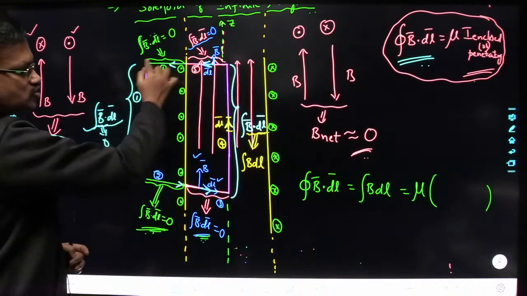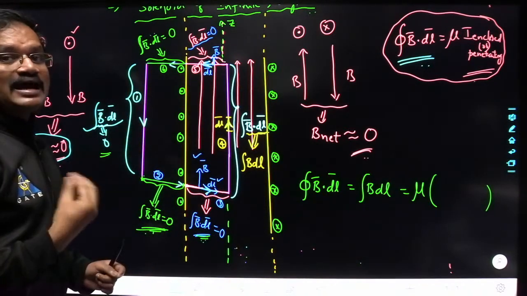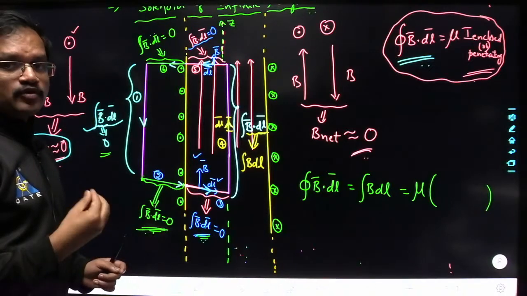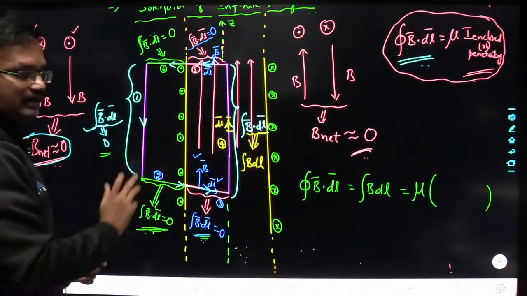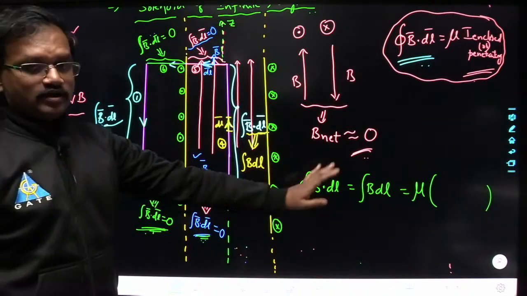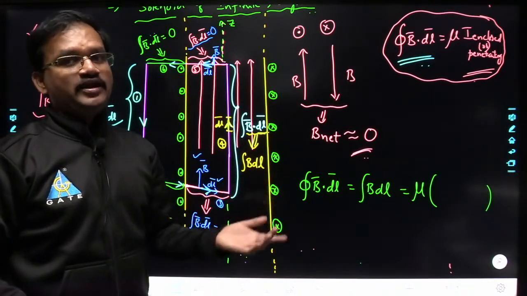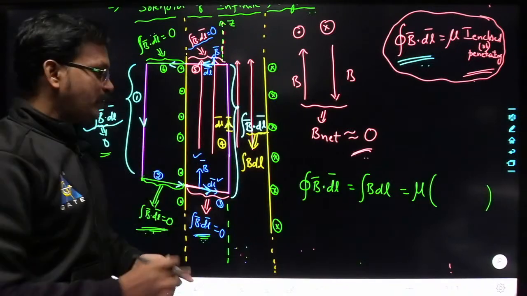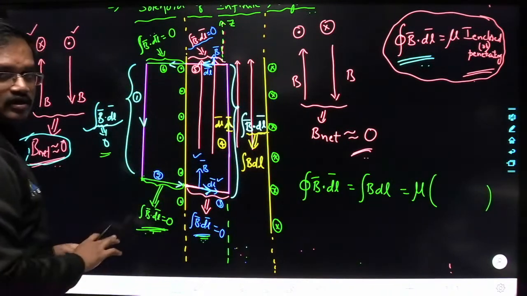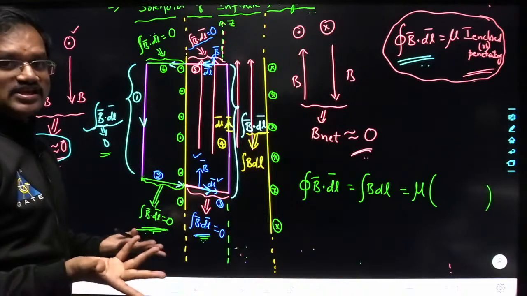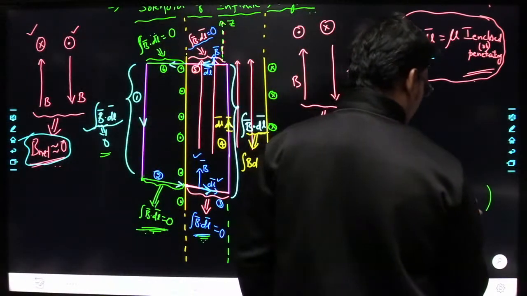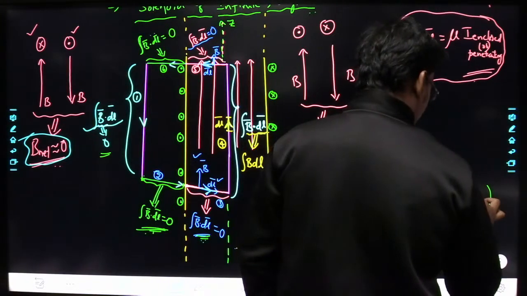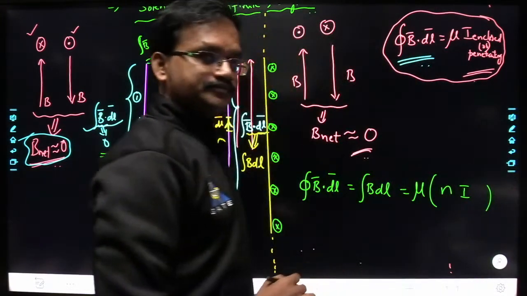Okay, so if suppose, in general, this Amperian loop or this closed loop is enclosing n current elements, then what you have to write is mu times n into I. So how many current elements is this loop enclosing? Some n current elements in general. Understood? So mu times n into I.